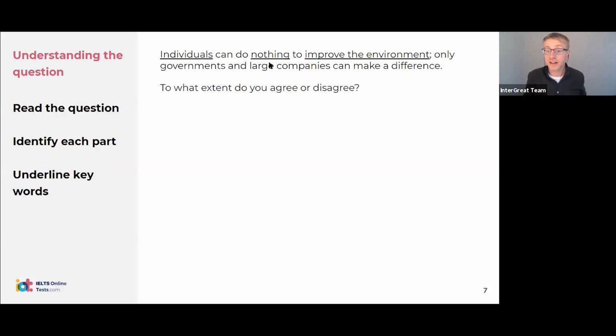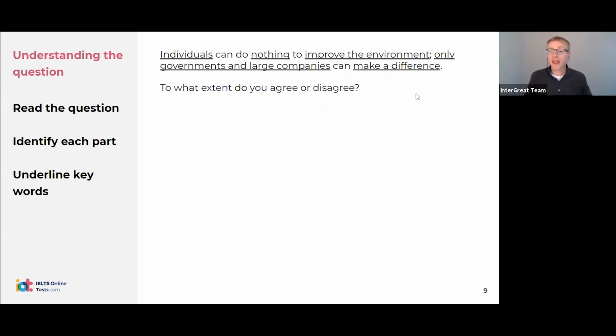Okay. The second part, only governments and large companies, and here we have make a difference. So here we can understand the question. It's saying individuals cannot do anything to protect the environment. Only governments and large companies can protect the environment. And we need to say, do we agree or disagree?